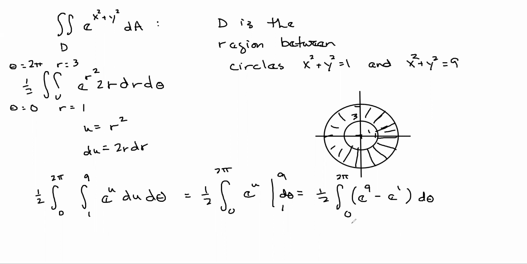There's a d theta. And then the antiderivative of this is going to be theta, and then you plug in 2 pi and 0, and you get 2 pi. So we get e to the 9 minus e to the 1 times 2 pi. The 2's cancel, and we get e to the 9 minus e times pi. All right, so that's 2 examples.